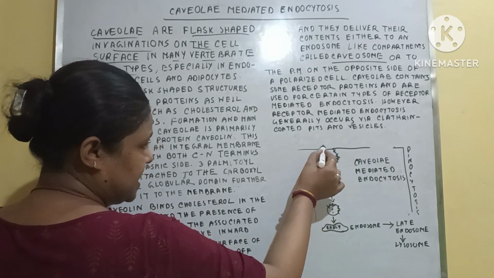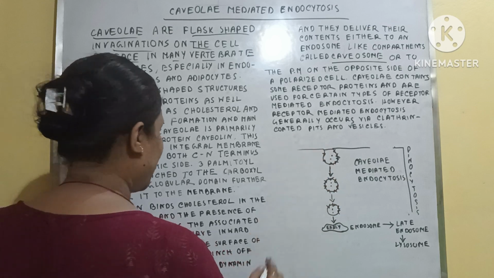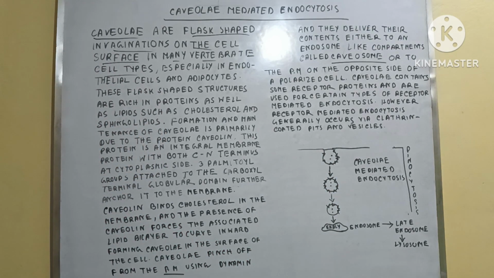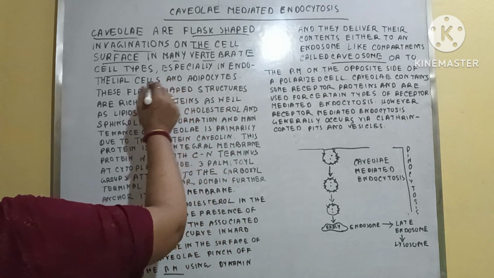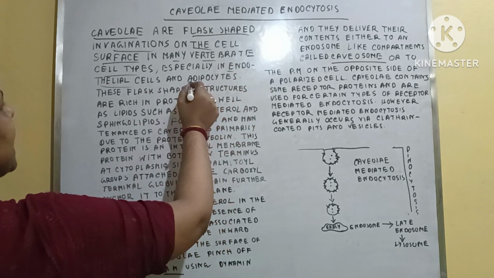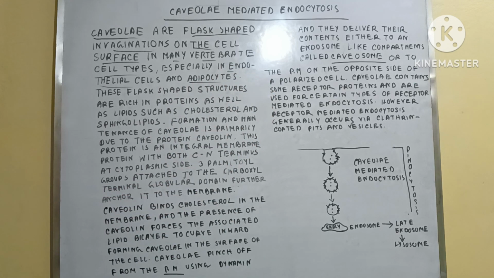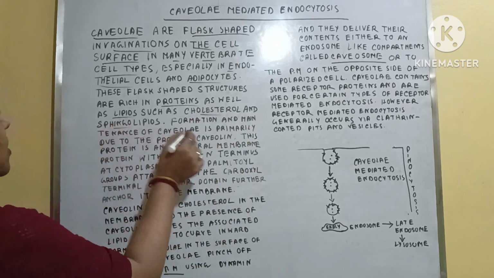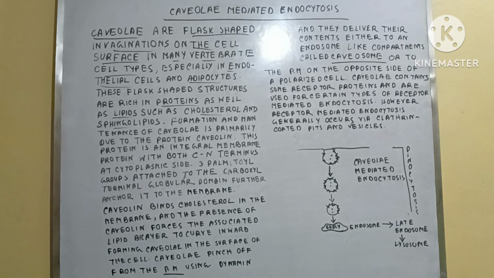You can see that it is a flask-shaped structure of the plasma membrane, seen just on the cell surface. This is called the caveolae, and these are generally found in endothelial cells and adipocytes. In these flask-shaped structures there are many proteins and also lipids, mainly cholesterol and sphingolipids, and transmembrane proteins are also present.